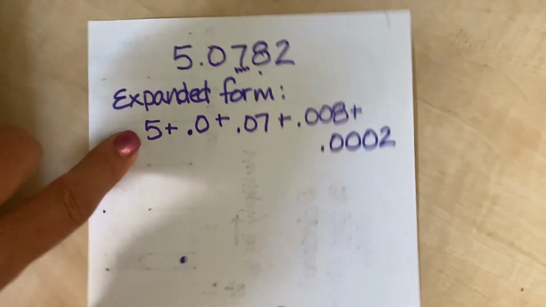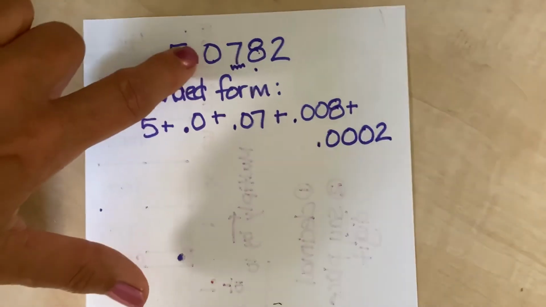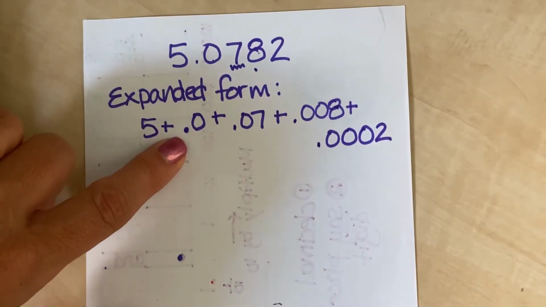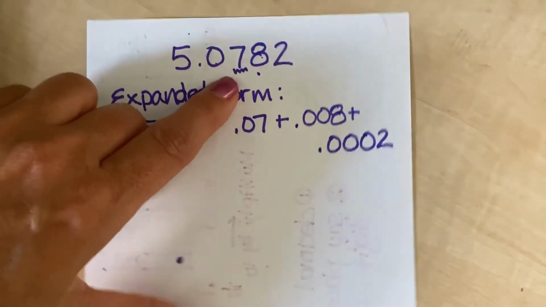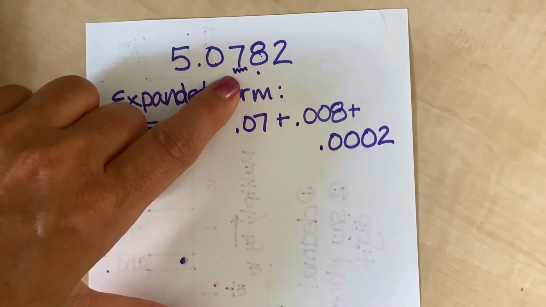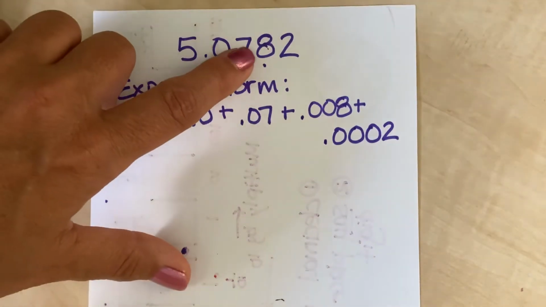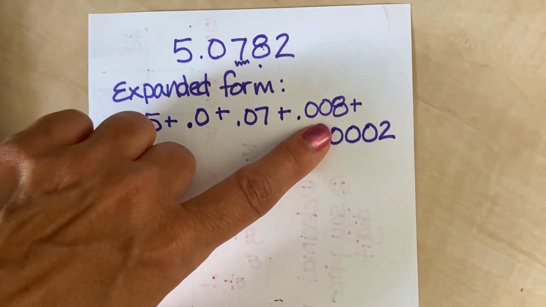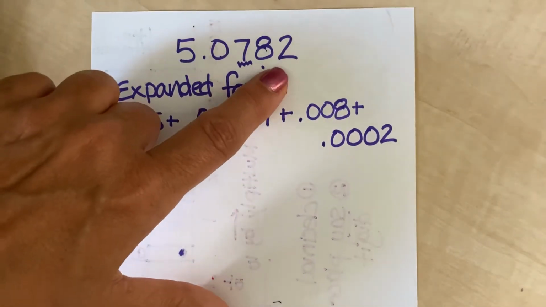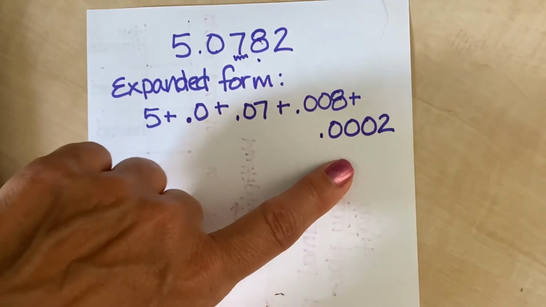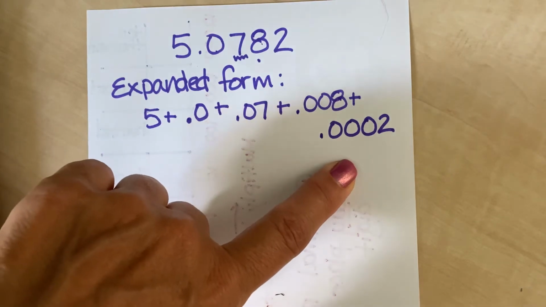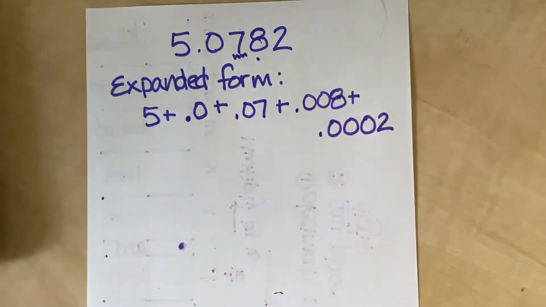5 was in the ones column, that's why I have a 5. 0 was in the tenths column, that's why I have 0 tenths. The digit 7 was in the hundredths column, so I'm going to write 7 hundredths. The 8 was in the thousandths column, so I wrote 8 thousandths. And then the 2 was in the 10,000ths column, so I wrote 2 10,000ths. Okay? And again, you're going to want that place value chart in front of you to begin with because it just makes it so much easier.